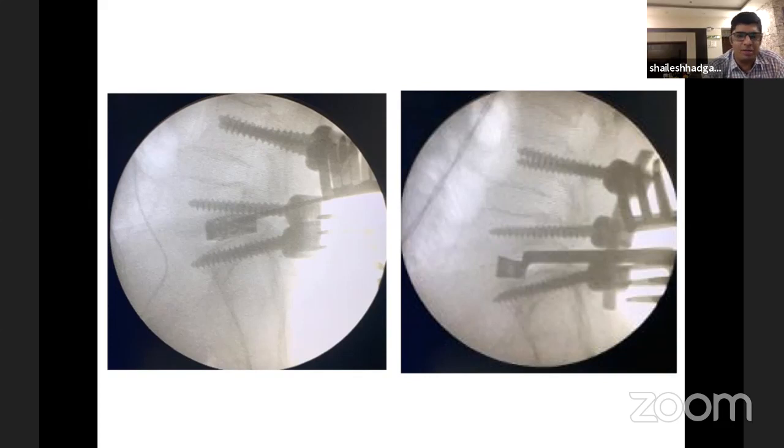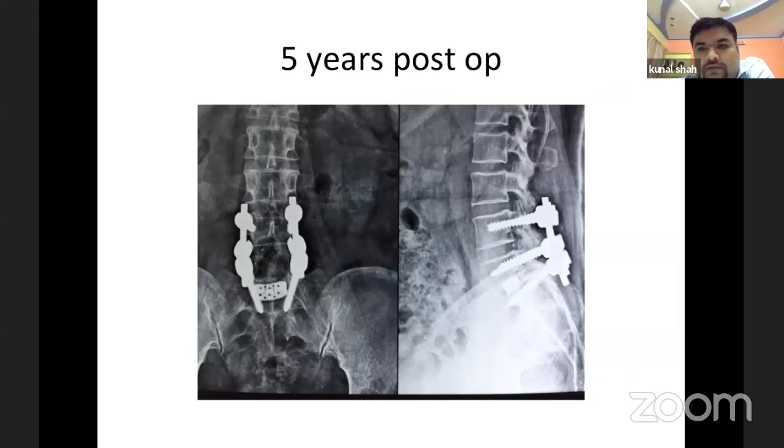Show the last picture, Kunal. Yes, the 5-year follow-up. Lovely. The implants are holding well and she is doing well clinically.